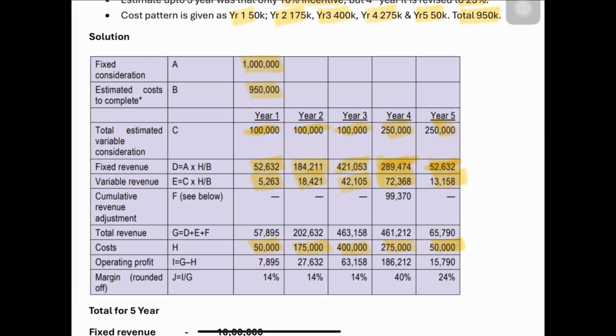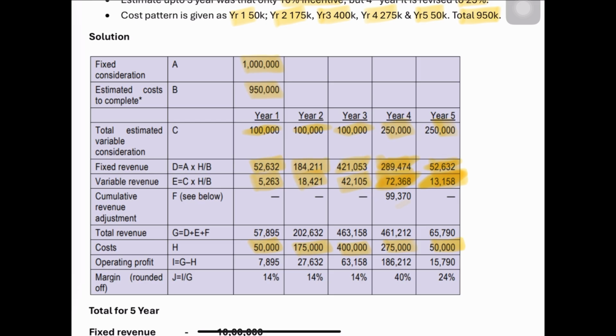Okay, so I'll repeat. For year 4, the 72,368 comes from 275,000 divided by 950,000 into 250,000, which gives 72,368, and for year 5, 50,000 by 950,000 into 250,000 will give 13,158. That is how the variable consideration is allocated.